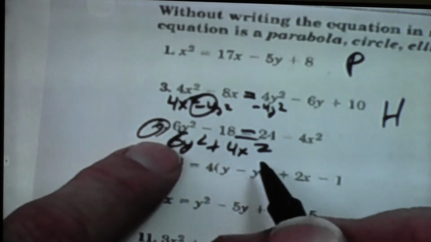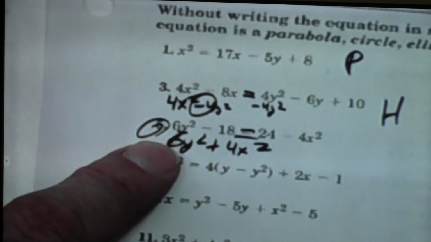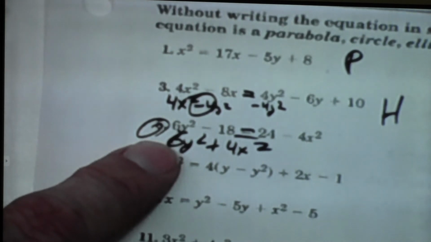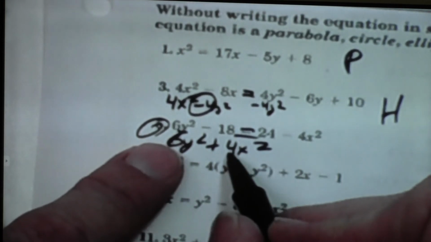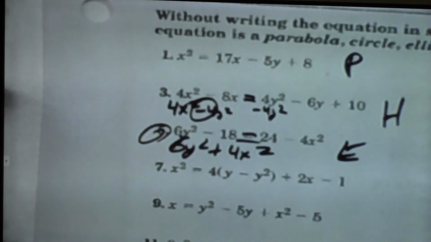They're both positive. What is it when they're different? Which one of the conics? Anybody? We have 4 choices. An ellipse. Yeah, it's an ellipse. When the numbers are different, it's an ellipse.